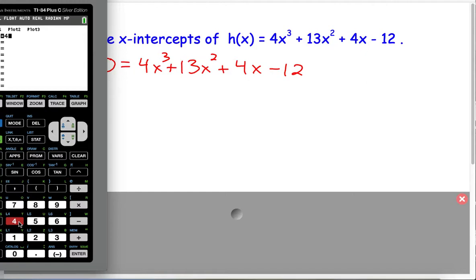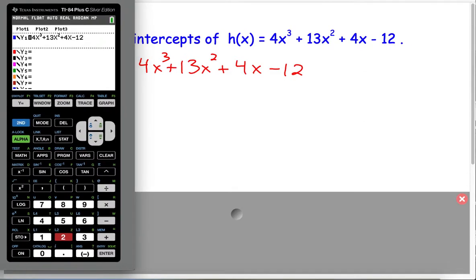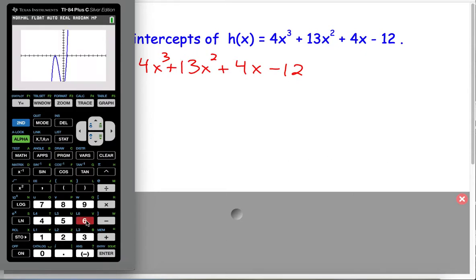So let's put 4x to the third plus 13x squared plus 4x minus 12. Let's move this over a little bit. There we go. 4x cubed plus 13x squared plus 4x minus 12. Zoom 6, standard window. Aha. It looks like we have an x-intercept at -2 and then maybe at +1. I'm going to hit trace, type -2. Sure enough. Okay. And then at 1.